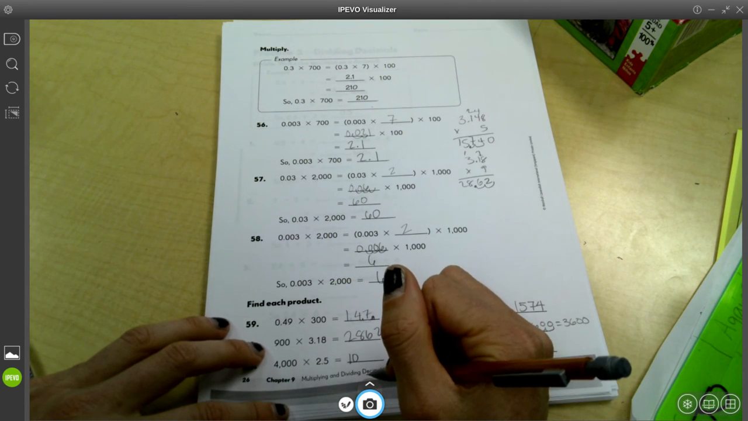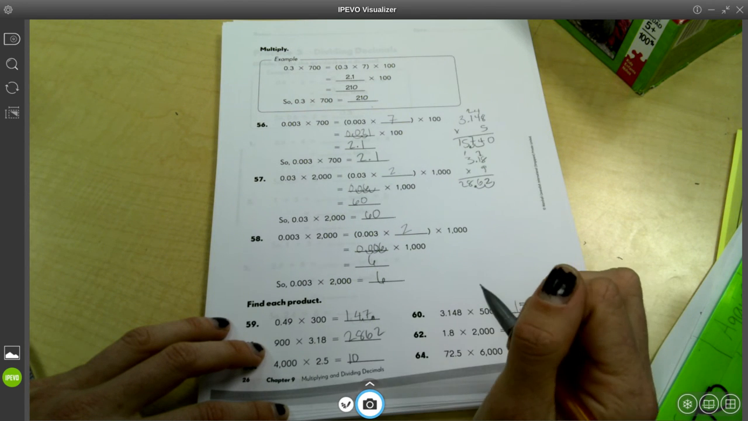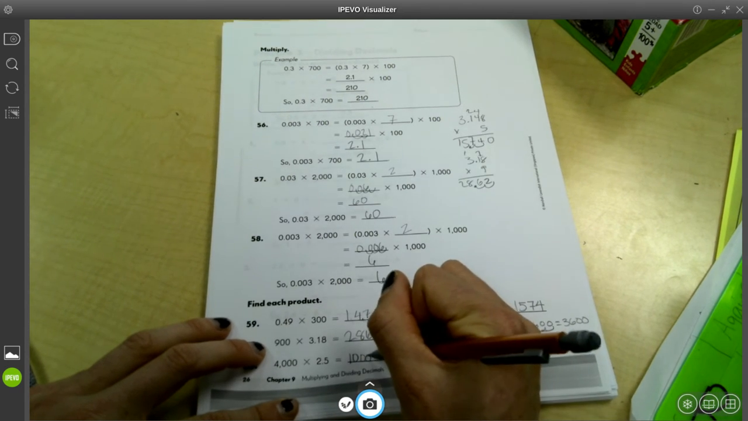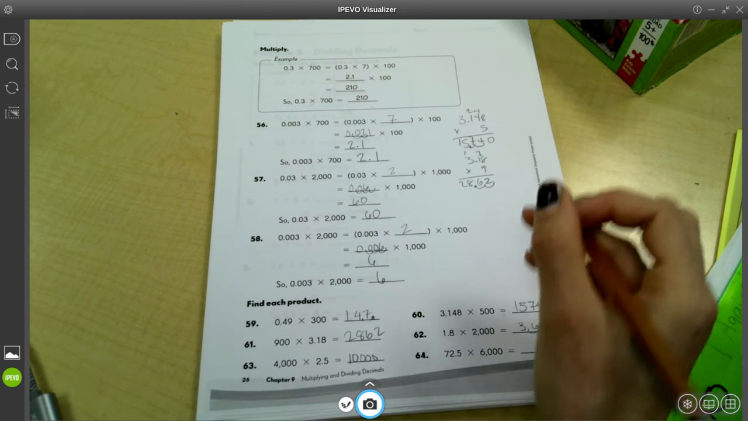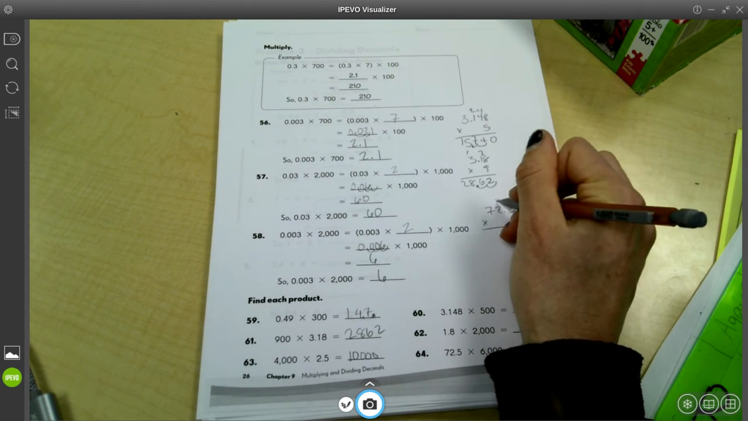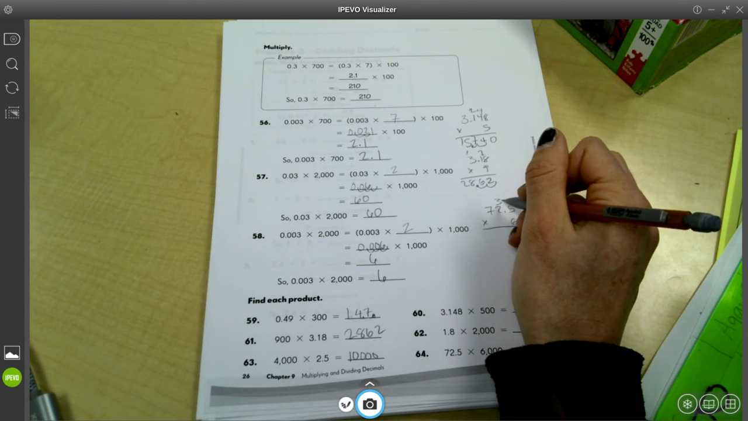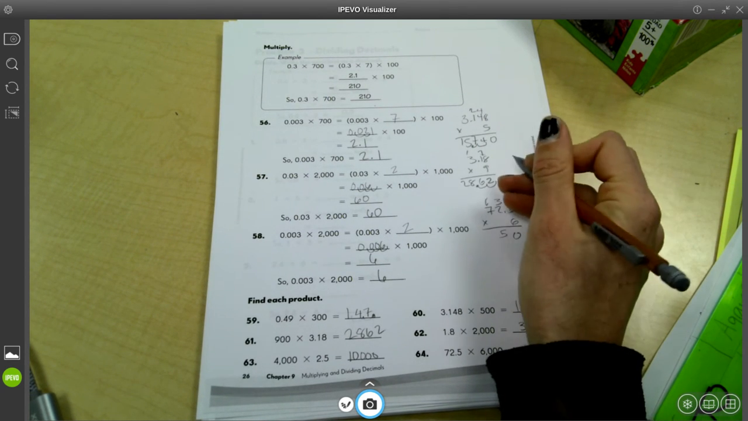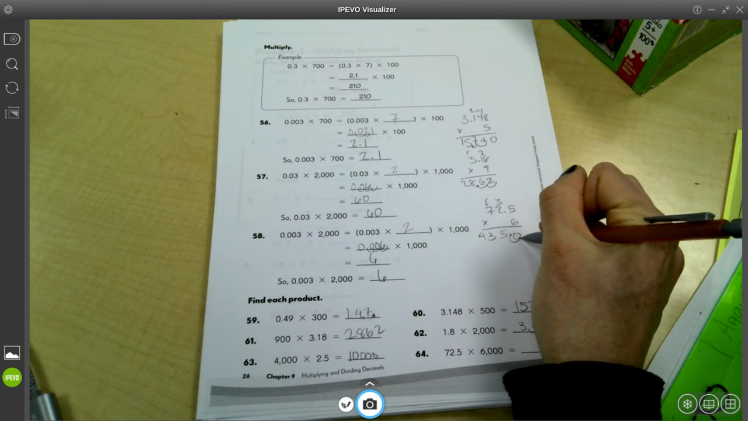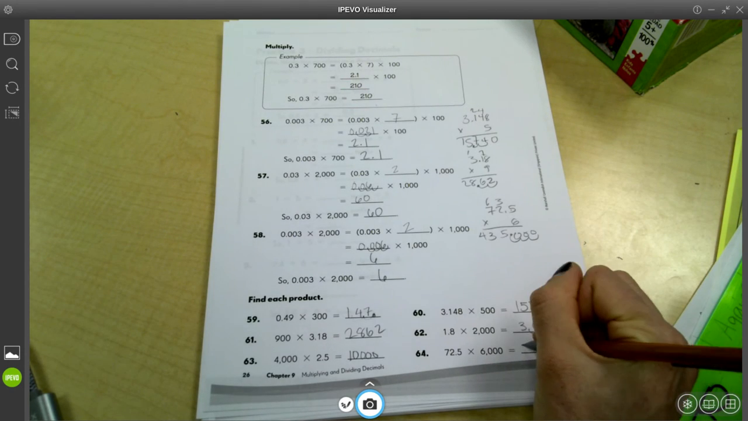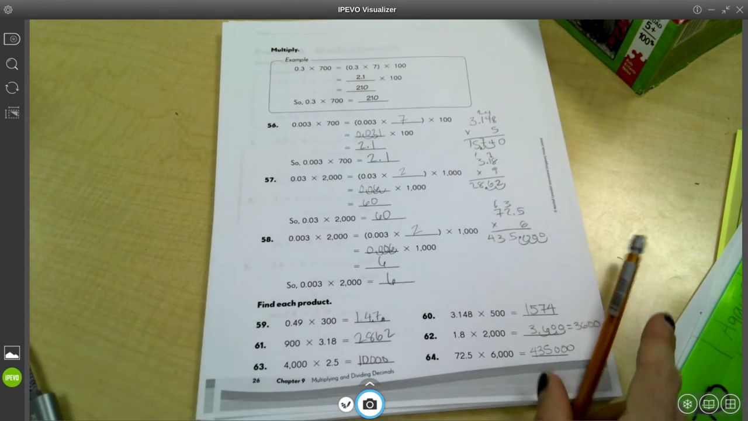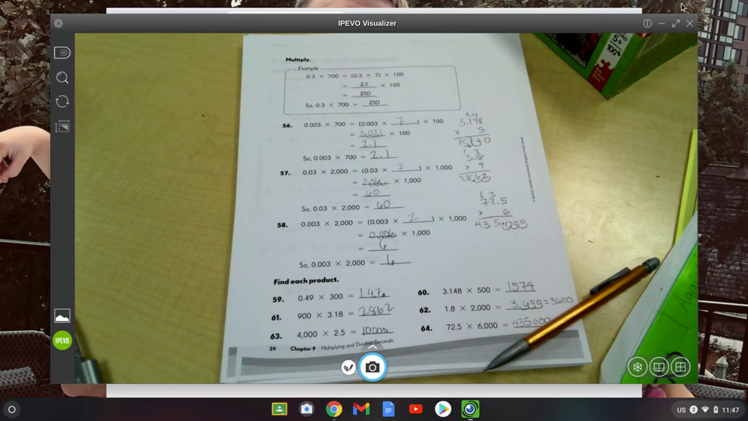4 times 2.5 is 10. Times 1,000 is 1, 2, 3. 10,000. We'll do 72.5 times 6. 30. 6 times 2 is 12, 13, 14, 15. 6 times 7 is 42, 43. It's going to be there, but times 1, 2, 3, 435,000. All right, and there is the end of practice 2.